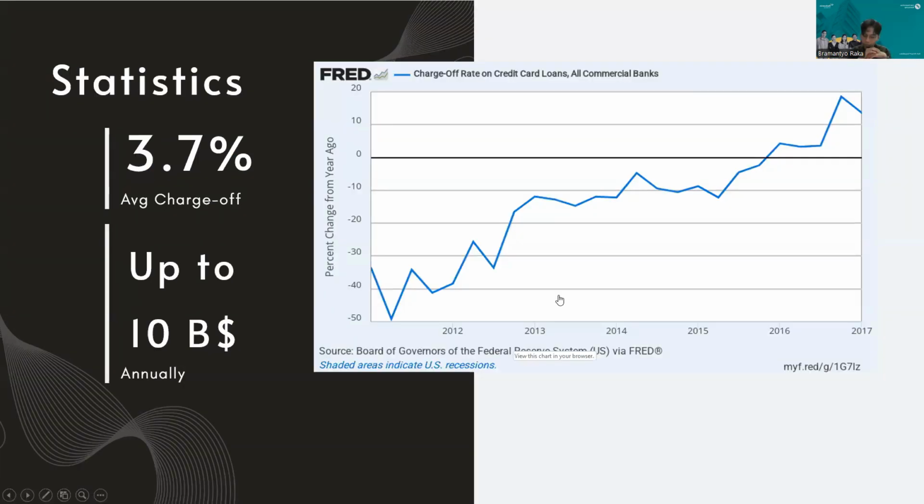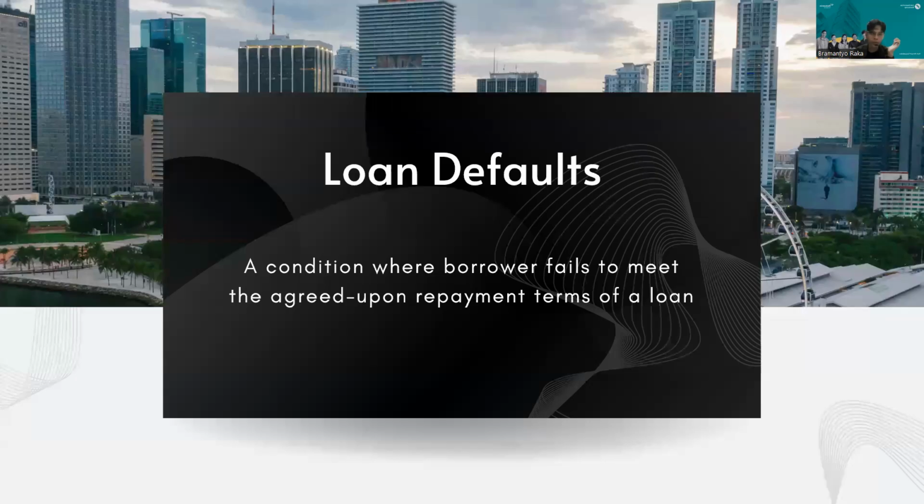A bit of a statistic. Loan defaults are a multi-billion dollar problem globally, impacting not just lenders, but also the broader economy through reduced credit availability and increased interest rates. In the US alone, charge-offs at commercial banks can reach into tens of billions of dollars annually, with an average of 3.7% charge-offs. Loan default is a condition where borrowers fail to meet the agreed upon repayment terms of a loan.